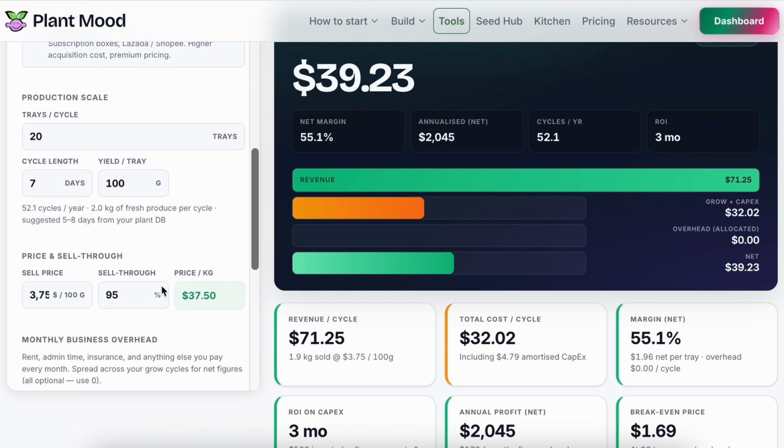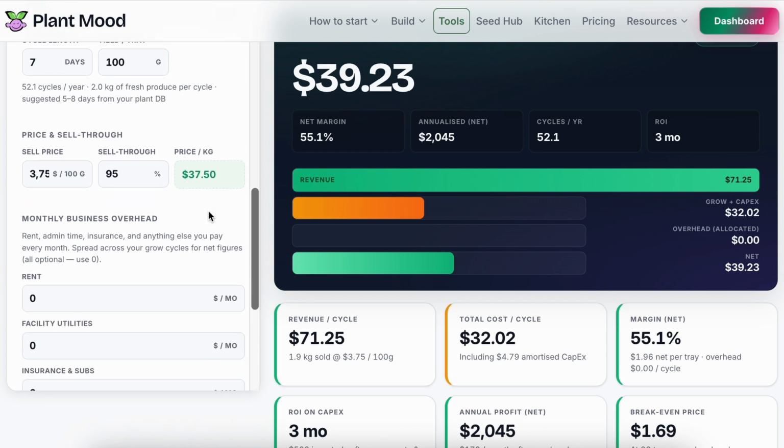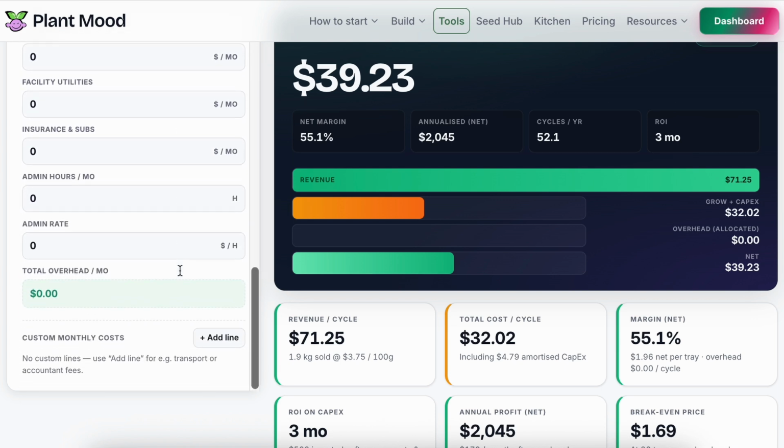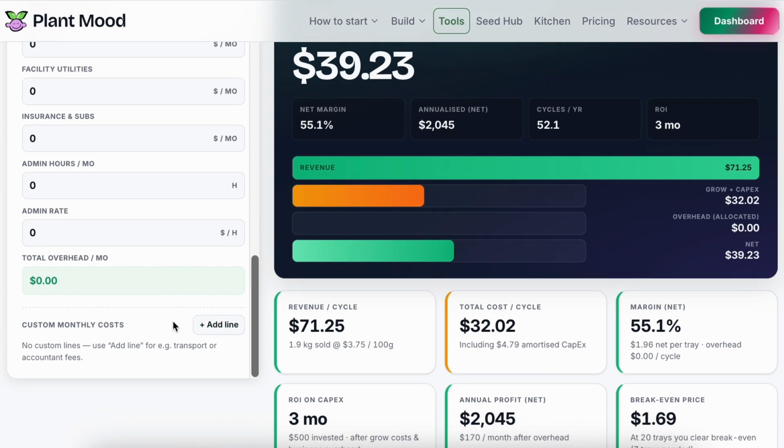Production scale covers trays per cycle, days, and yield grams per unit. Monthly business overhead includes rent, utilities, insurance, and admin hours. Add custom cost lines for anything else: delivery, cold storage, marketing.